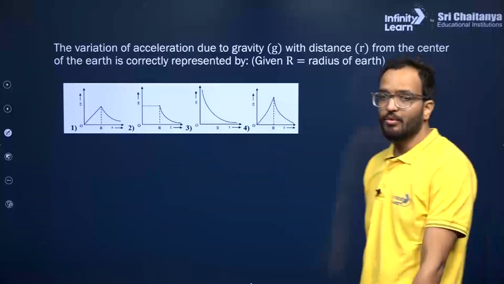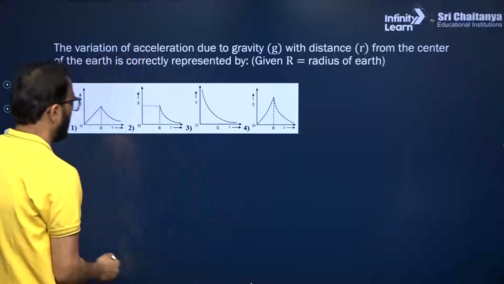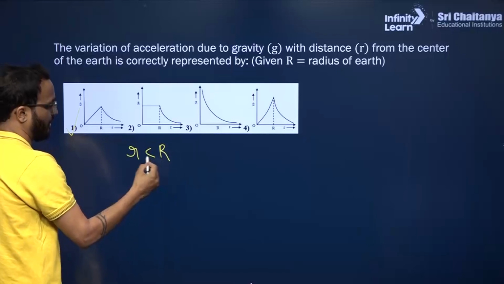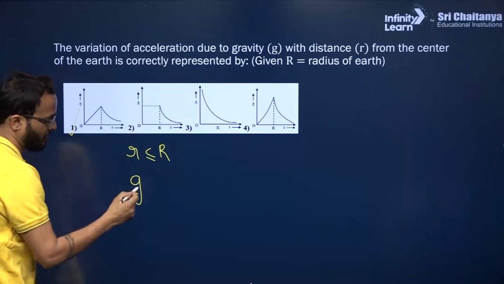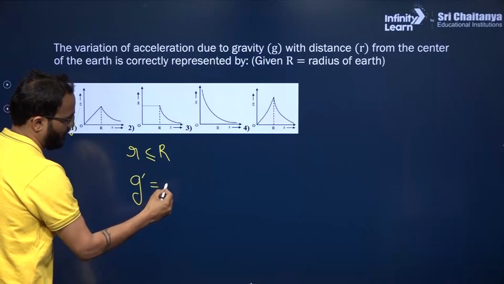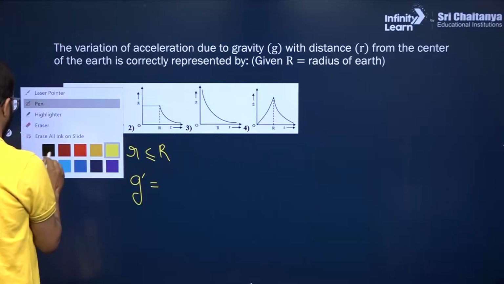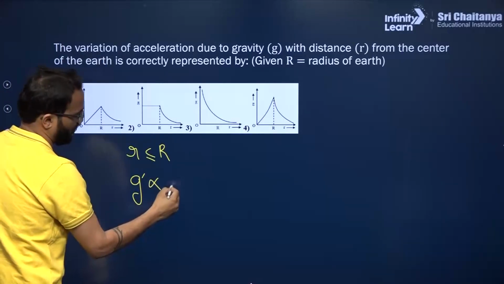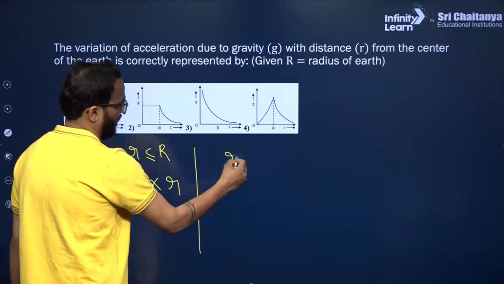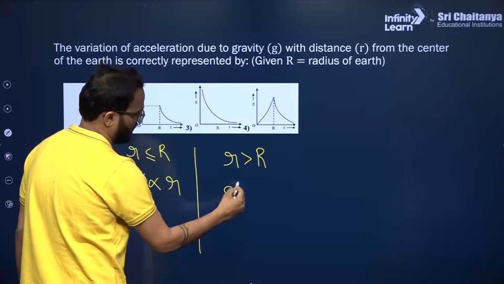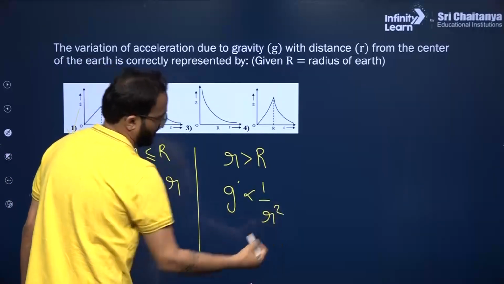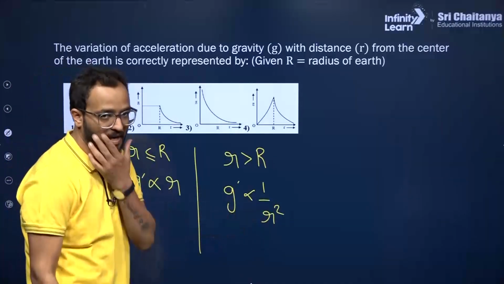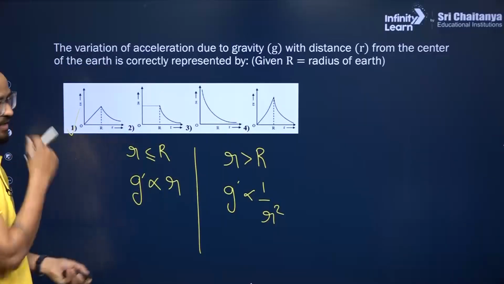Now, the variation of g due to gravity, this is known to all of us, that first option will be correct. Why? Because when small r is less than or equal to capital R, g dash is directly proportional to small r, okay? And when r is greater than capital R, then g dash is inversely proportional to r square. So, before capital R, it will be a straight line. After capital R, it will be a hyperbola. Okay. So, first option is correct.